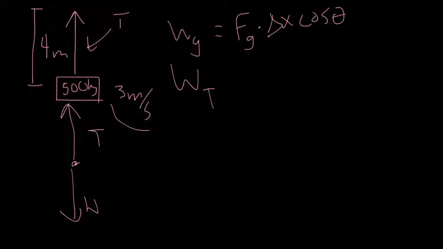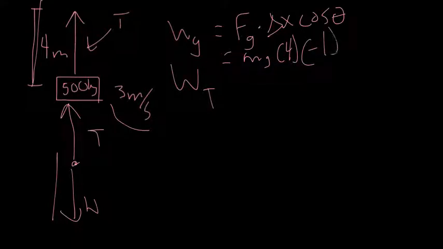In this case, the force of gravity is its weight, mg. The displacement would be 4 meters. And then the angle, since weight is pulling down and it's getting pulled up, is going to be 180 degrees. So cosine of 180 is -1. If we multiply all these together, we'll just use 10 for g. So that's 500 times 10 times 4 times -1. We're going to get negative 20,000 joules, or negative 20 kilojoules.